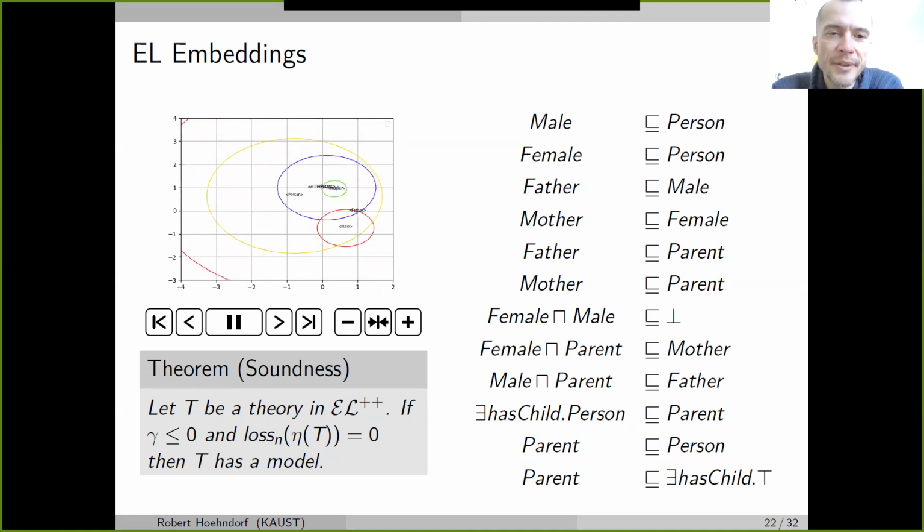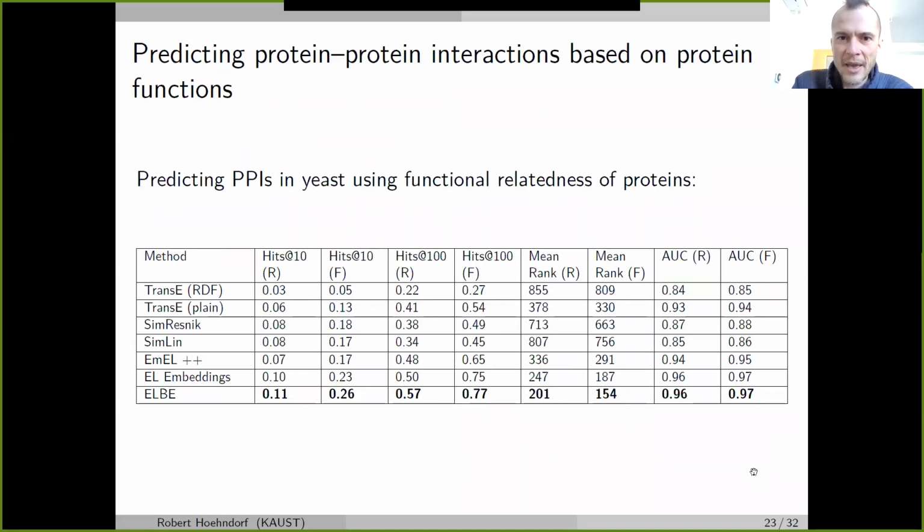So this is a very nice formal guarantee, which tells us that what we are doing here is we generate models which do capture some aspect of the semantics of our language. And we tested this also on this protein-protein interaction task.